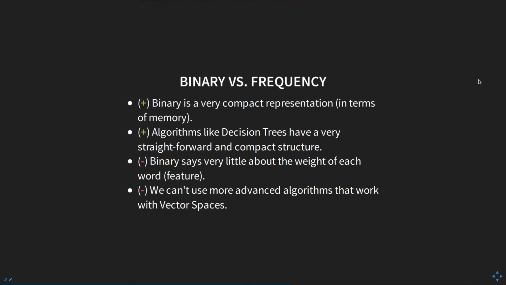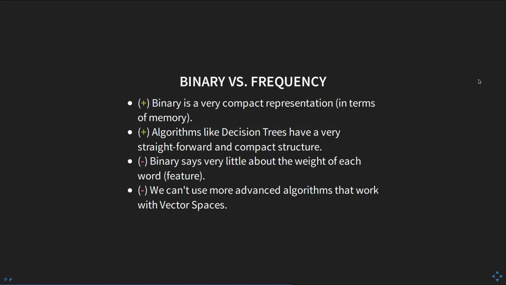Now, as I said before, binary is a very compact representation because it's only zeros and ones. So in terms of memory, it's very efficient to store your feature matrix like this. You can even use sparse matrices, and they require certain implementations, but they have a very small memory footprint, which is very good if you're working with very large data sets. However, they also say very little about the weight of each word. The fact that a word is in the text doesn't say when it's 100 times in the text. So you lose this type of information.